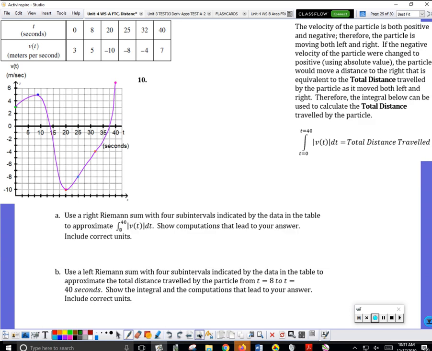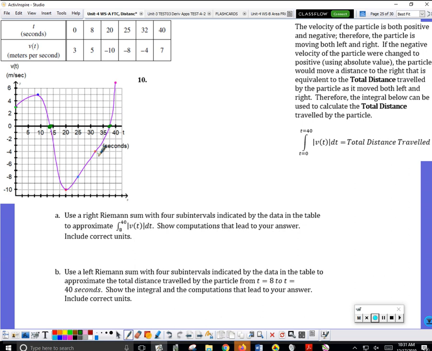Go look at item 10. There's a note on item 10 that you will need. We talked about this a little bit previously. If the particle has both positive and negative velocity, then it is moving both left and right. We've shown that here. This graph of velocity shows from time 0 to time 13, the particle's moving to the right. Now the particle's moving to the left until about time 37.5.